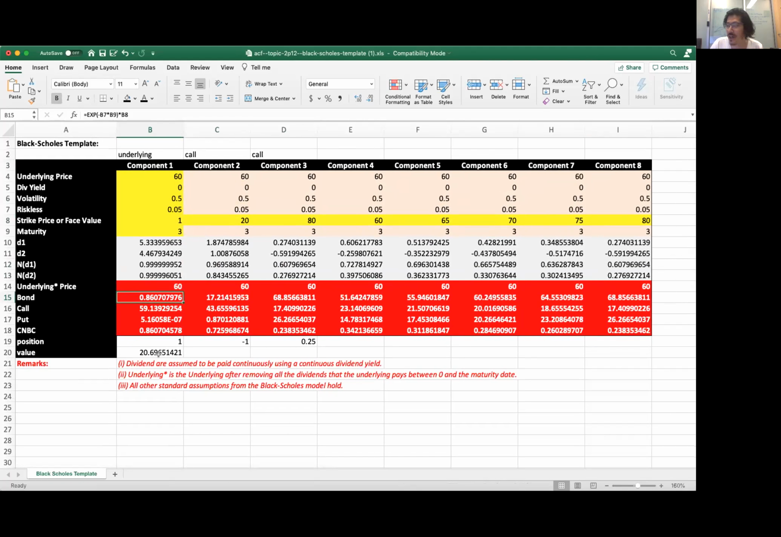Once we have this, we're ready to go, because we know our positions. It's 1 unit of the underlying minus 1 unit of the first call. If you don't remember what I'm saying here, it's literally what we wrote in step 2. And then plus 0.25 units of the second call. And so then what is the value? We just do shopping cart style. Value is price times quantity for the first item, plus price times quantity for the second item, plus price times quantity for the third item. Shopping cart style, tally it up, $20.7 million about. That is the value of the position.